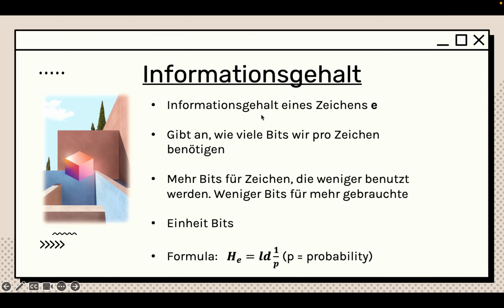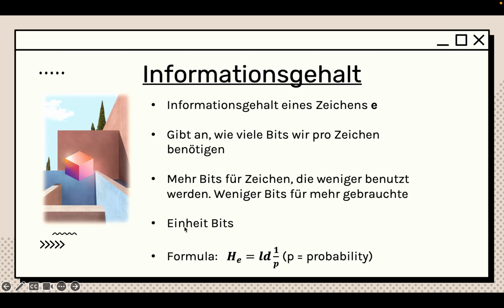So what's Informationsgehalt? Informationsgehalt is basically how many bits we need to use to store a Zeichen. Informationsgehalt eines Zeichens A, and we need to know how many bits we need per Zeichen. We need more bits for Zeichen that are less used, and fewer bits for the more used. You'll see this in an example further into the presentation.